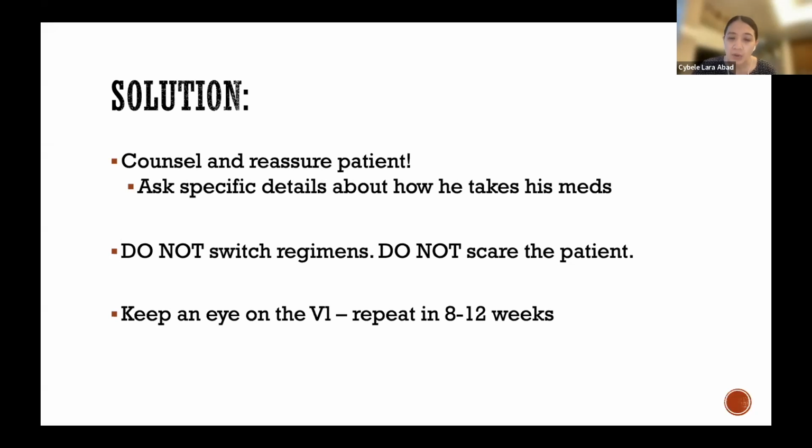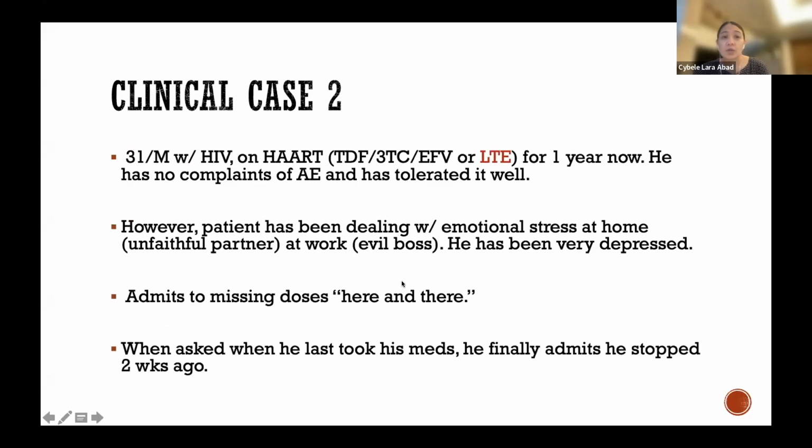However, you will have to keep an eye on the viral load and just maybe repeat it in 2 to 3 months, no? Or if the budget is an issue, maybe in 6 months. But really just reassure the patient that he's doing very well and that he's not failing his current regimen and he can continue on his LTE. Okay, so pretty simple case, hopefully. Now let's go to another case.